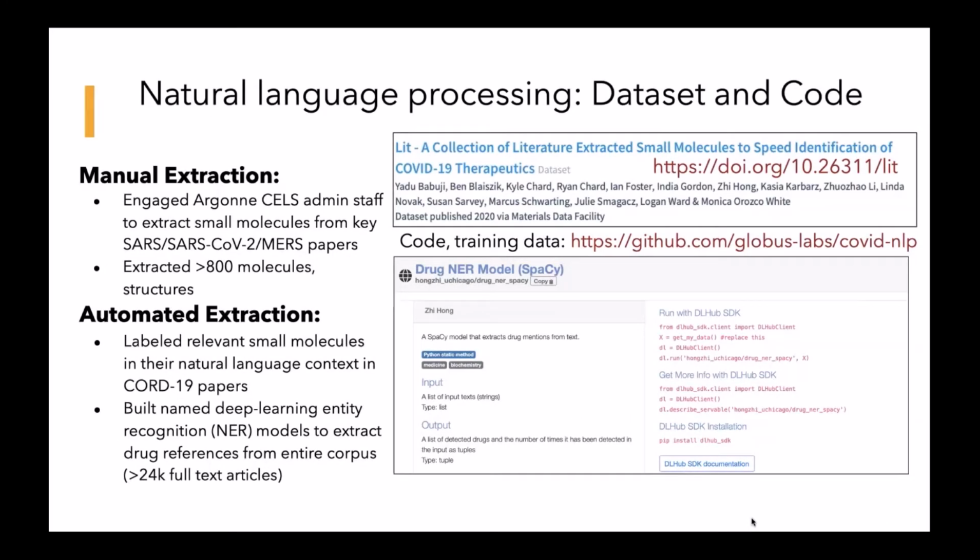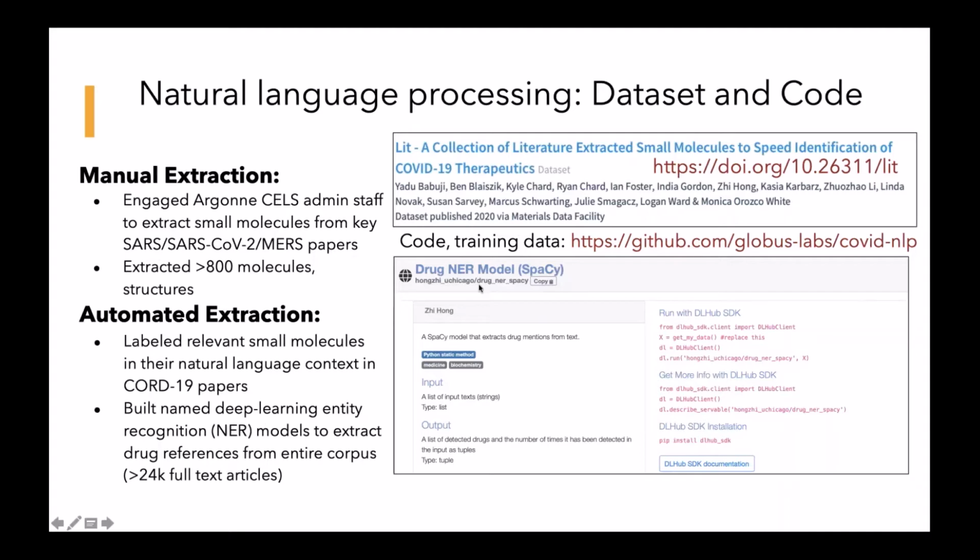The second aspect, which is also important, is that you have these openly available data sets, which consist of papers and literature that survey a whole lot of the viruses that we know of, including SARS, SARS-CoV-2, MERS, and others. So what we were able to do was engage our admin staff in the lab to extract these small molecules from these papers. We started out with about 800 molecules or so, and then ran named entity recognition methods on them using natural language processing ideas. That allows us to essentially label relevant parts of these small molecules from the CORD-19 papers data set automatically.